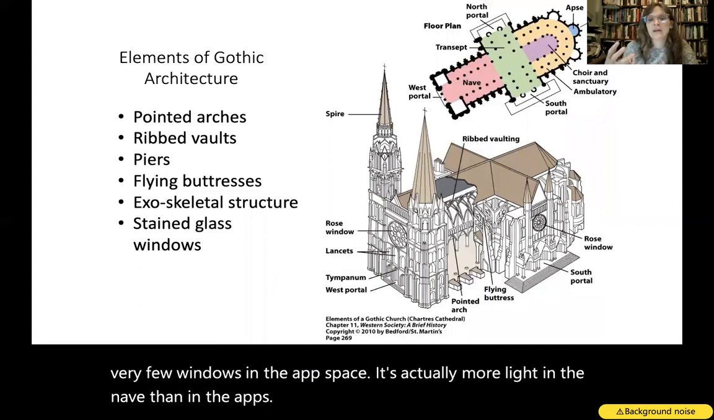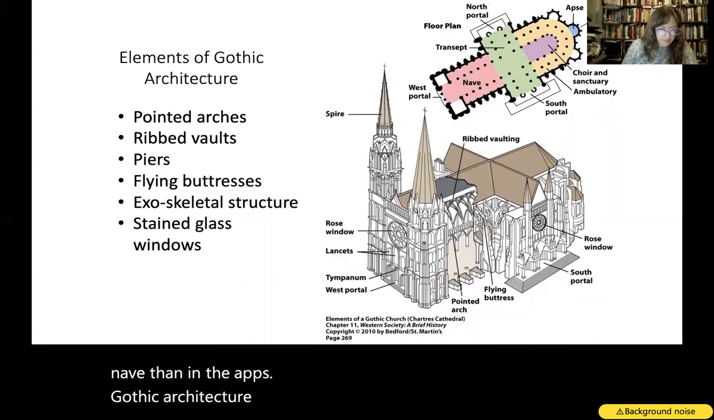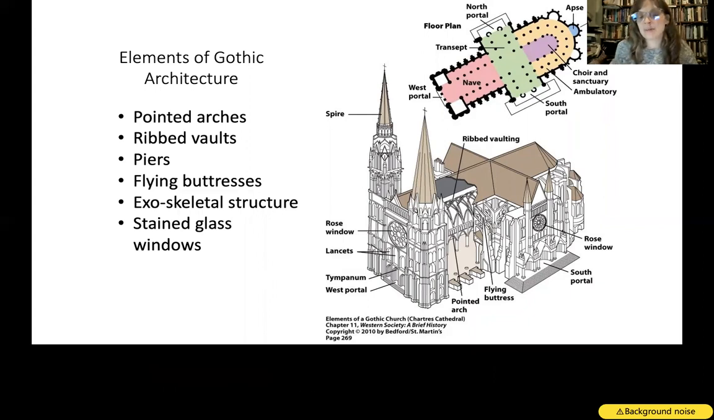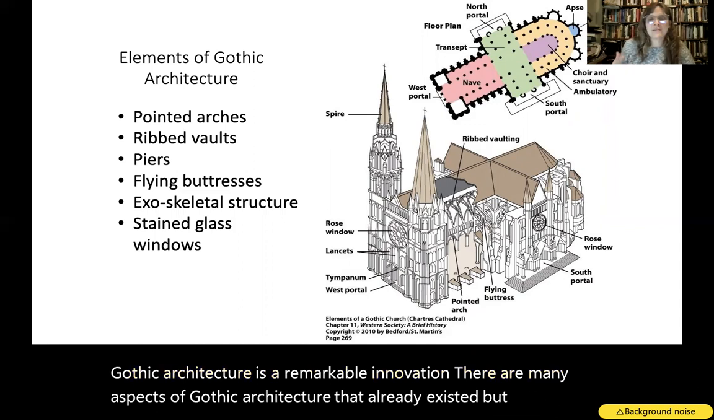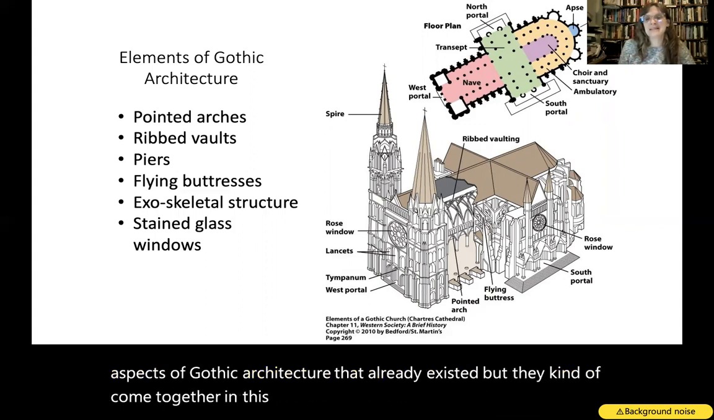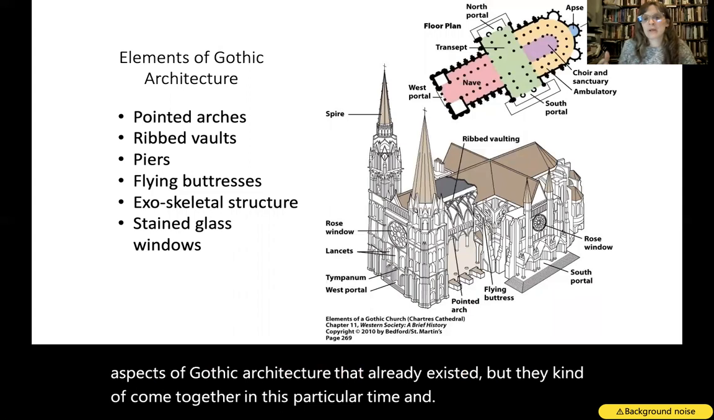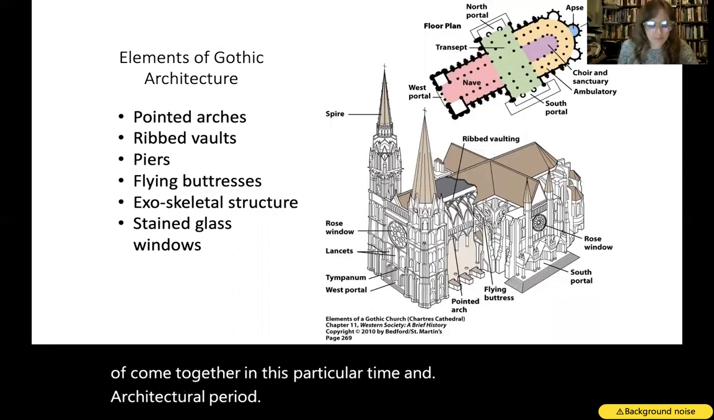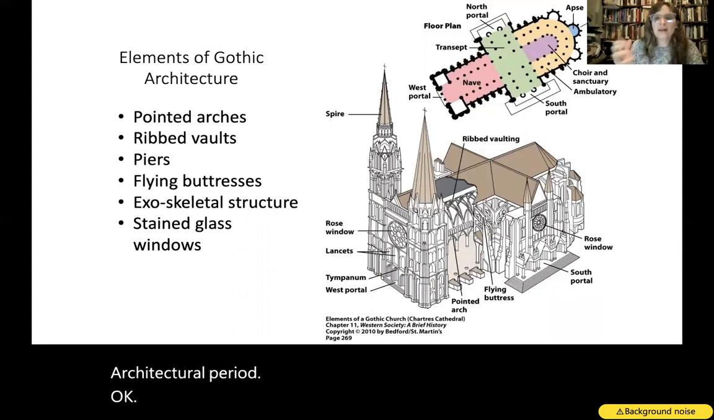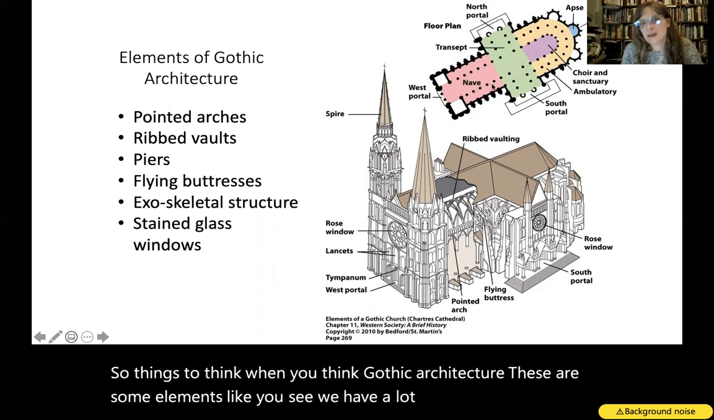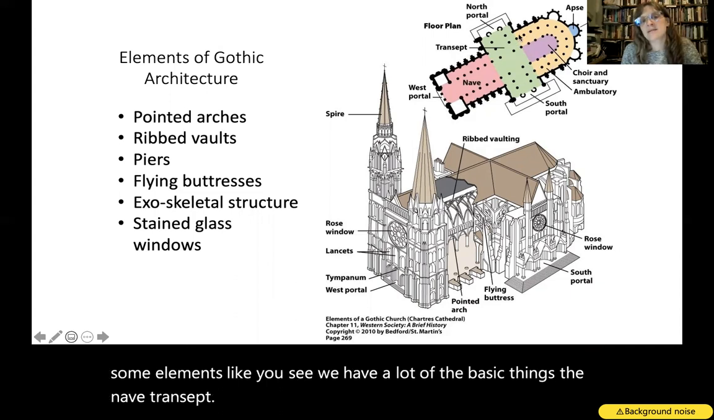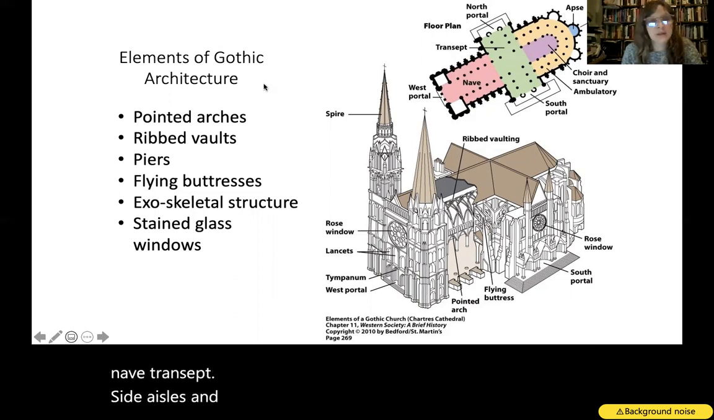Gothic architecture is a remarkable innovation. Many aspects of Gothic architecture already existed, but they come together in this particular time and architectural period. So, things to think of when you think Gothic architecture. We have all the basic things: the nave, the transept, side aisles, apse, and radiating chapels.